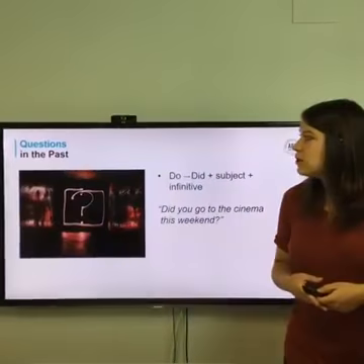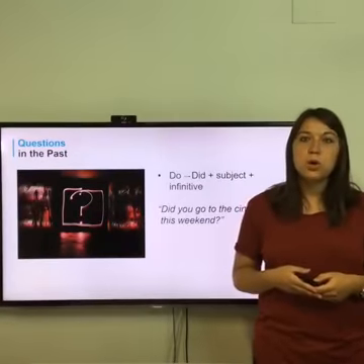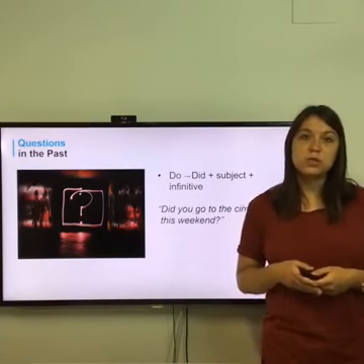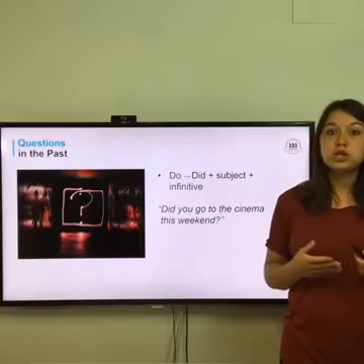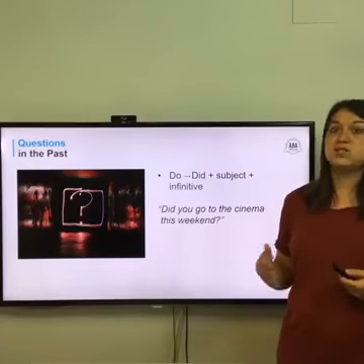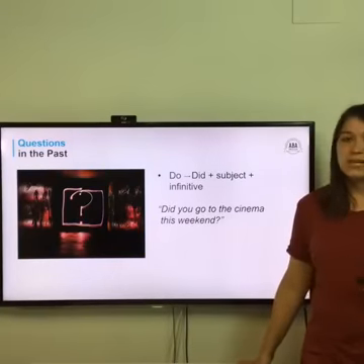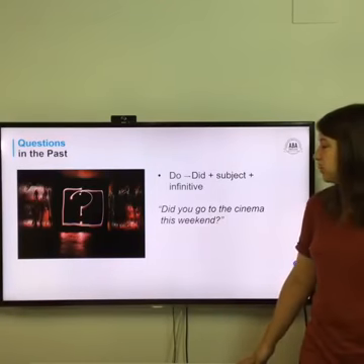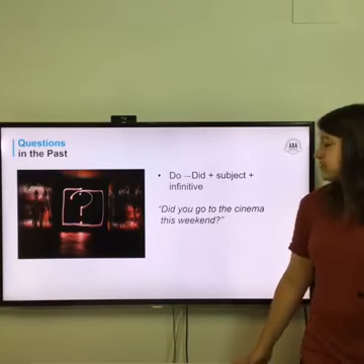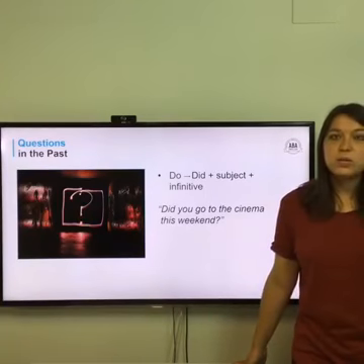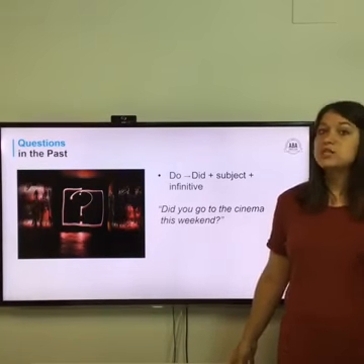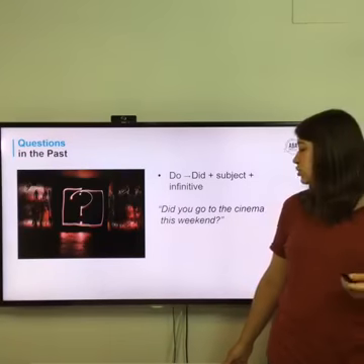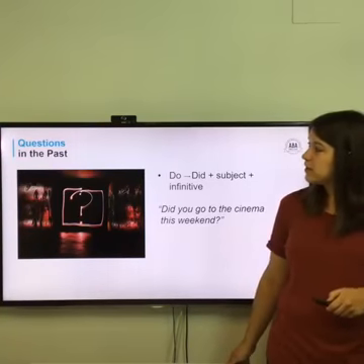Okay, now let's look at how to form questions in the past. To form a question in the past, we use the auxiliary verb to do in the past tense, so did, plus the subject, plus the infinitive. Okay, for example, did you go to the cinema this weekend? So we have did plus the subject, you, and the verb without the to, go. Did you go to the cinema this weekend?